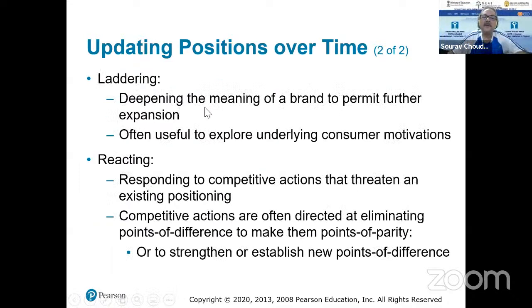Laddering: deepening the meaning of the brand to permit further expansion, often useful to explore underlying consumer motivations. Basically, suppose I take Maggi. I was happy with the Maggi brand, then slowly I looked at what the consumer motivation is. Consumers want to have sauces. Consumers want flavors and seasonings, which are somewhat connected with Maggi, because Maggi has seasonings.